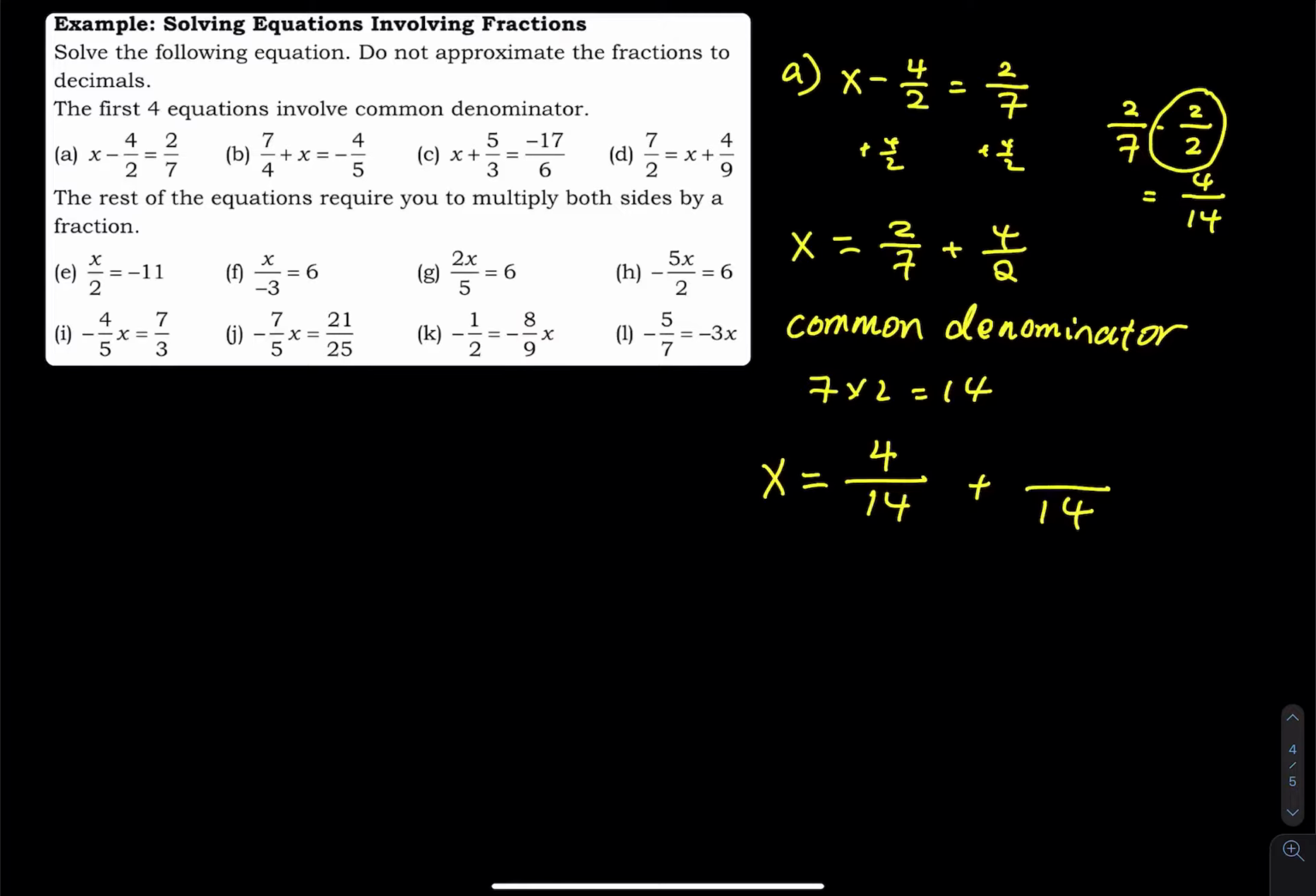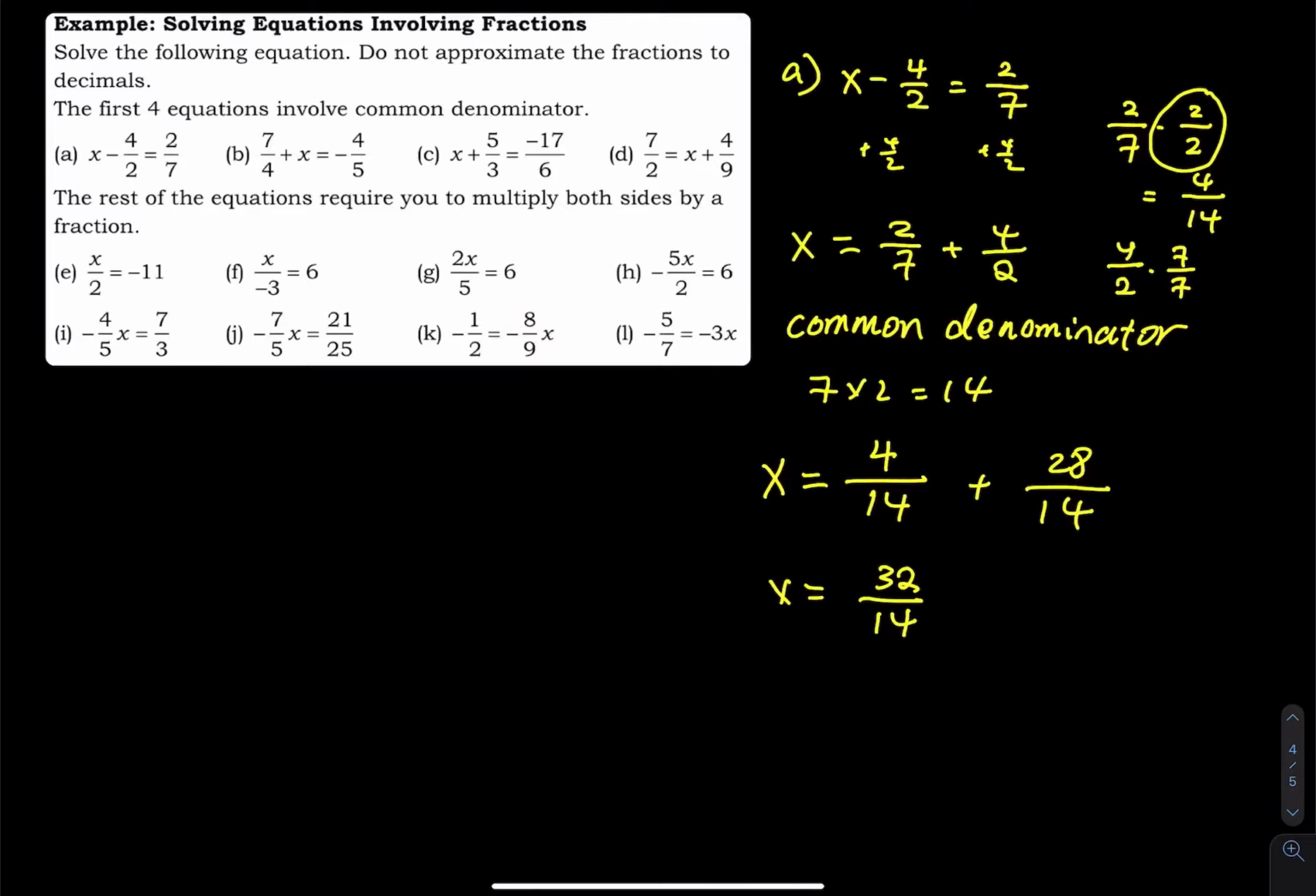And then from 2 to 14, you multiply by 7. So for the 4 over 2, you multiply the top and bottom by 7. So this becomes 28. And then 4 plus 28 is 32, divided by 14.